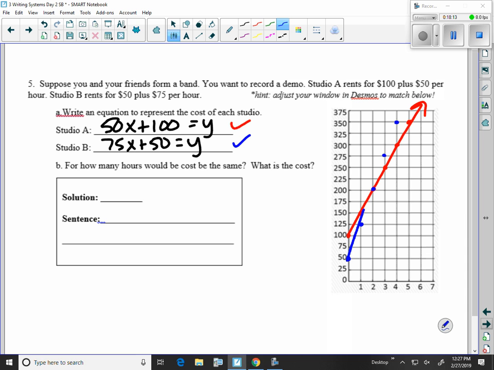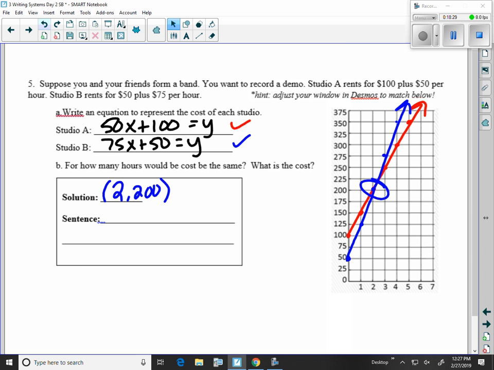Guys, let's stay focused, please. Oh, that's really off. Found it. That's still off, but it's fine. Your intersection should be 2, 200. We getting to 200? Yes. Okay, you can check it in Desmos as well.